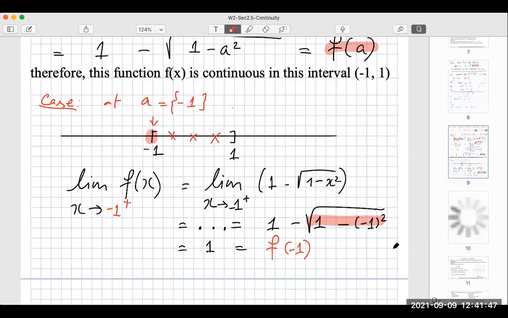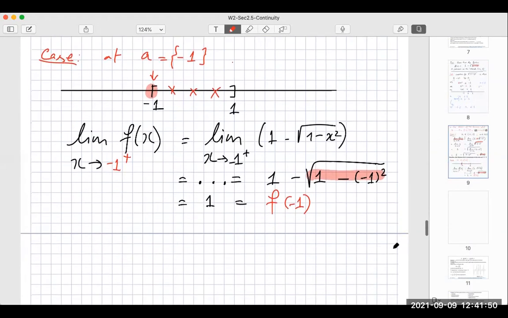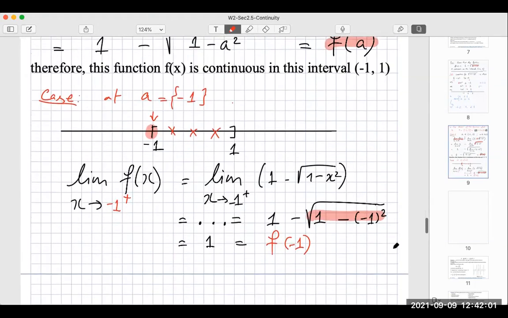Is there any question here? You know why we consider the right-hand limit only? Okay. Now one more point left. What is it? Yes, very good.